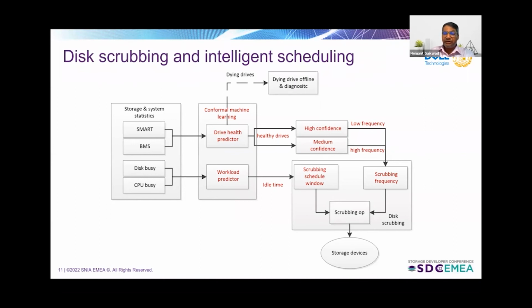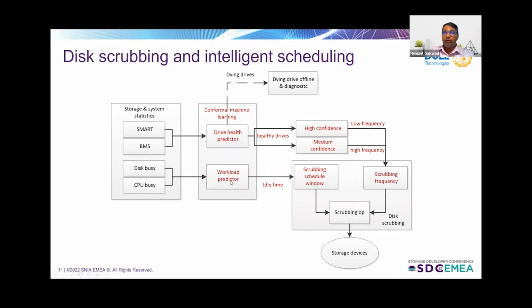This helps us reject all the drives with status equal to fail, while all the drives with the status equal to normal are ranked in descending order. The drives on the list are grouped in three categories: best, medium, and poor. And the scrubbing frequency is accordingly assigned as low, medium, and high. What it means is a drive which is falling in the best category would have very low frequency of being scrubbed.